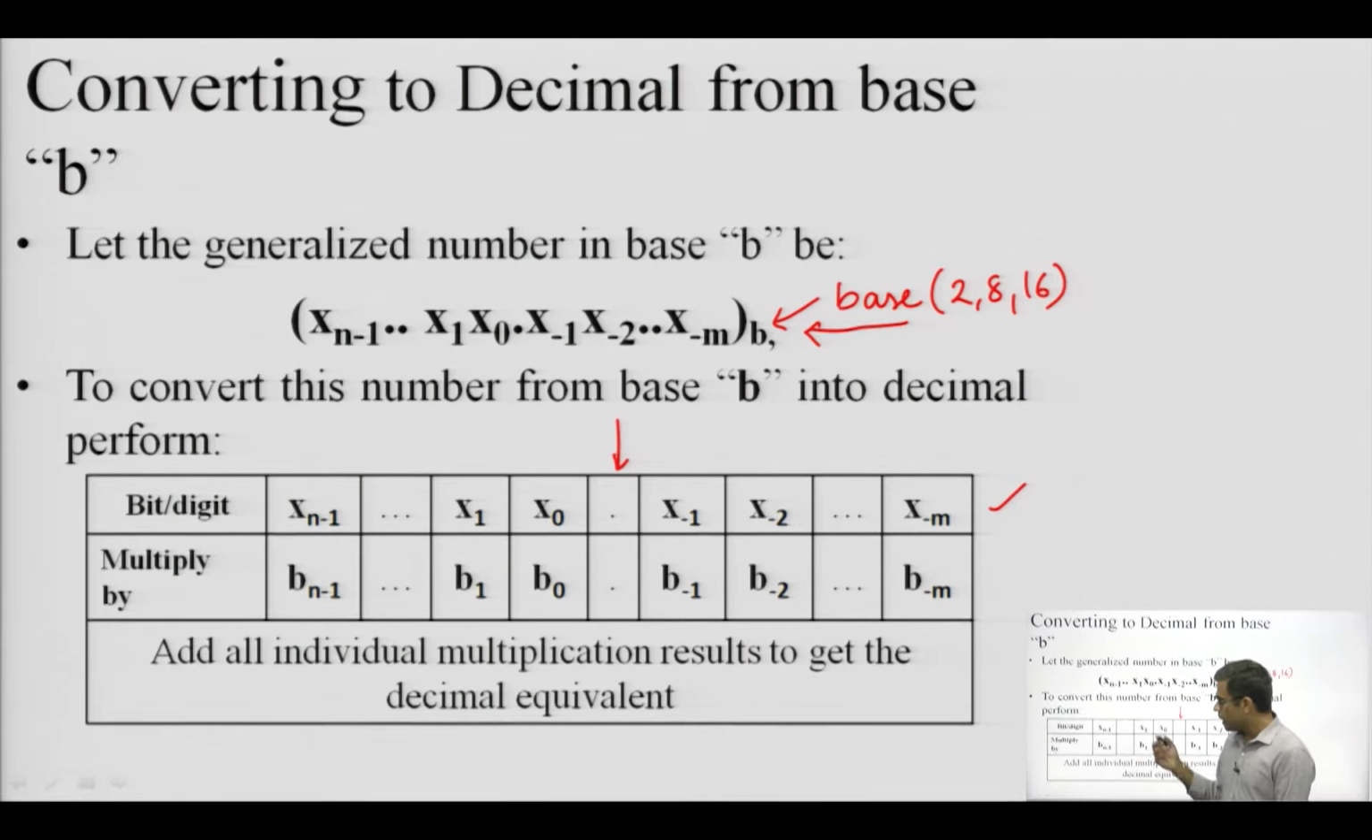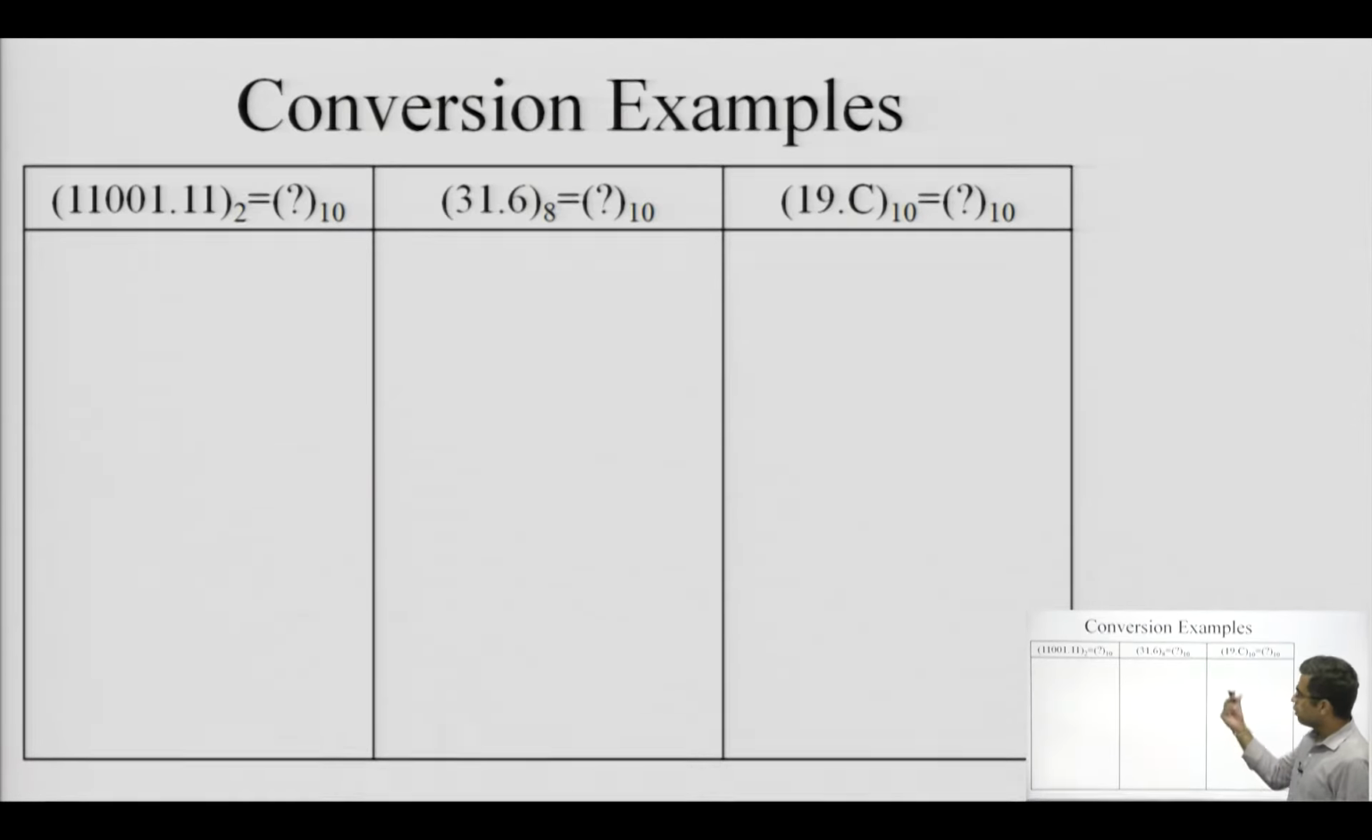So, when we multiply these bits by their positional weights, this will be b naught, b 1 up to b n minus 1 and similarly b minus 1, b minus 2 up to b minus m. Actually, these are the powers. We will be taking these into consideration in the next slide when we will be covering the example. So, now we can convert these numbers back to decimal by using these slides.